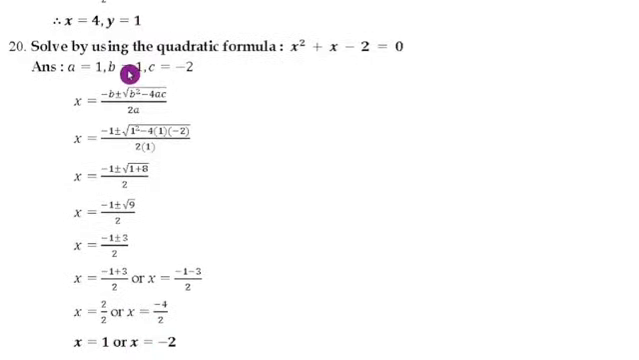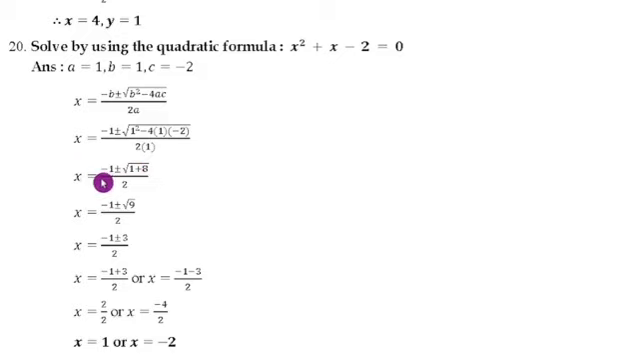20th question, solve by using the quadratic formula x square plus x minus 2 is equal to 0. Very important, this question will come to your final exam also. So a value given 1, b value also 1, c value minus 2. So you know the formula, x is equal to minus b plus or minus square root of b square minus 4ac divided by 2a. So substitute all the values in the given formula. So minus 1 plus or minus square root of 1 square minus 4 into 1 into minus 2 divided by 2 into 1.